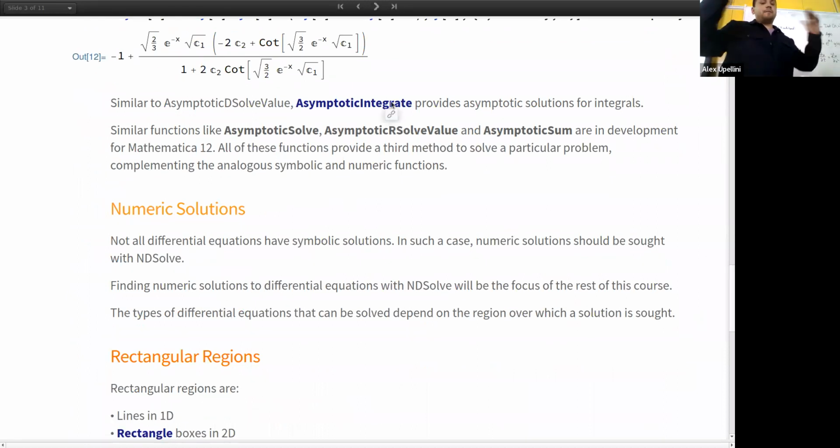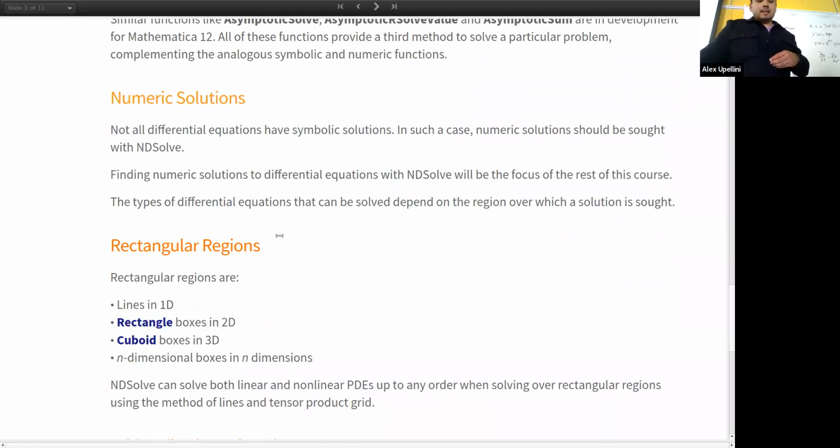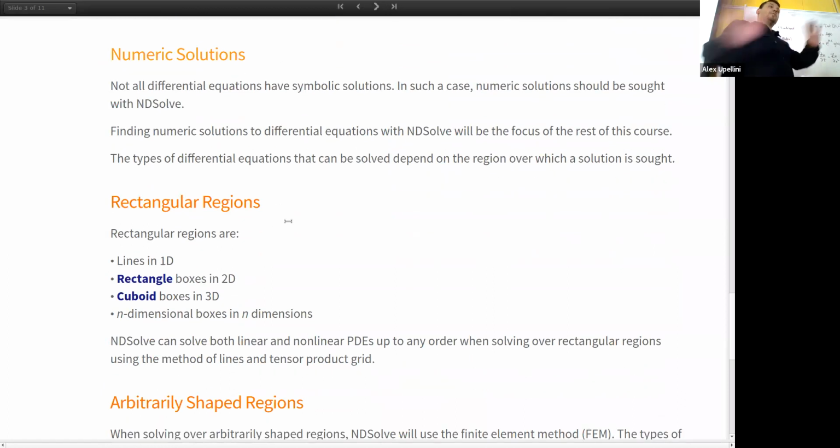So we have different asymptotic functions: AsymptoticIntegrate, if you want to compute an integral in an asymptotic expansion, AsymptoticSum, AsymptoticRSolveValue. Okay, that was for the analytic part first. We will talk again later. Now, numeric solutions.